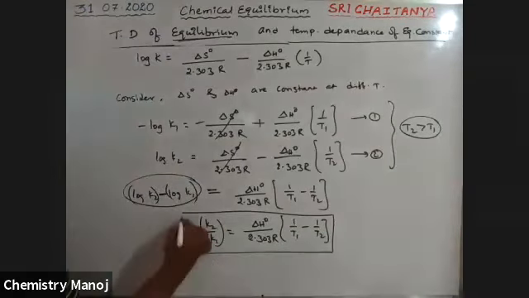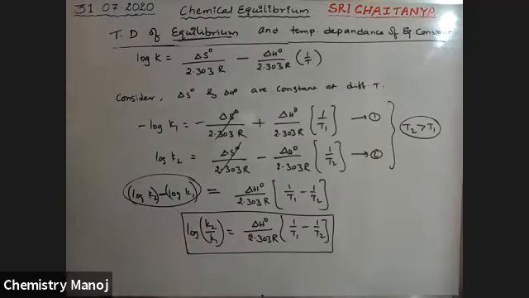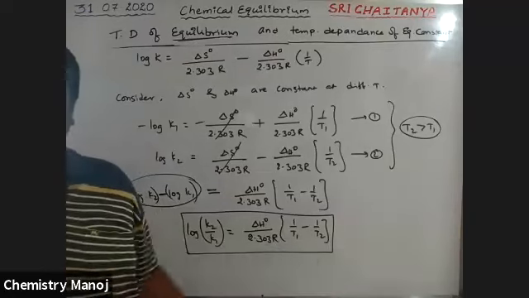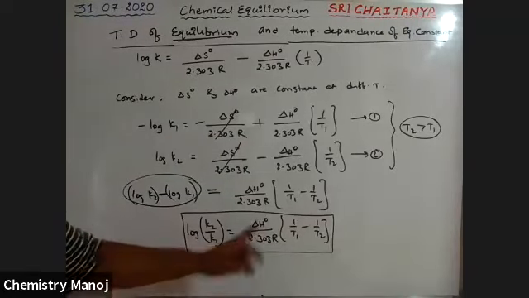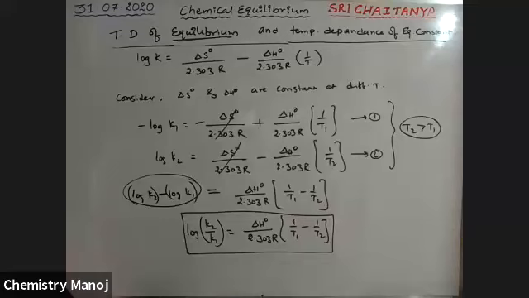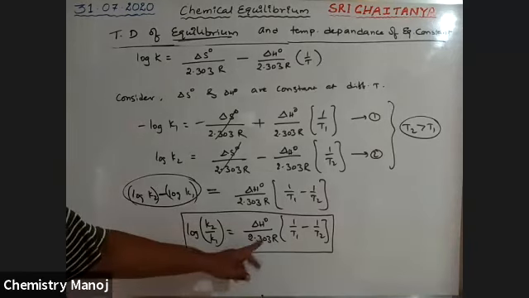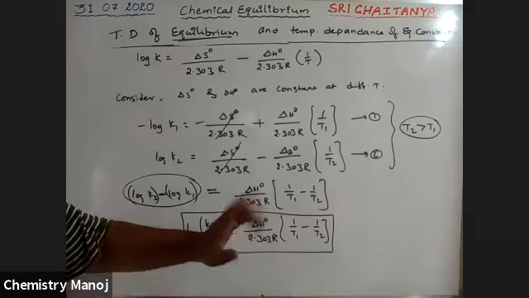This is a very, very important relation. This gives the relation of K1 and K2 with respect to T1 and T2. Here delta H naught is the standard heat of the reaction. Delta H naught is constant for a particular reaction. 2.303 is constant, and R is also constant.